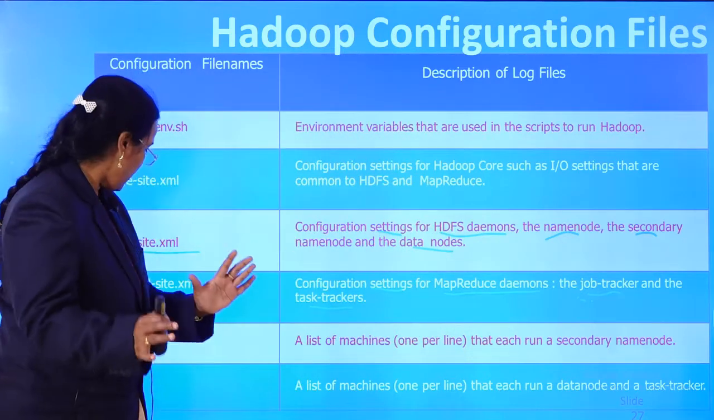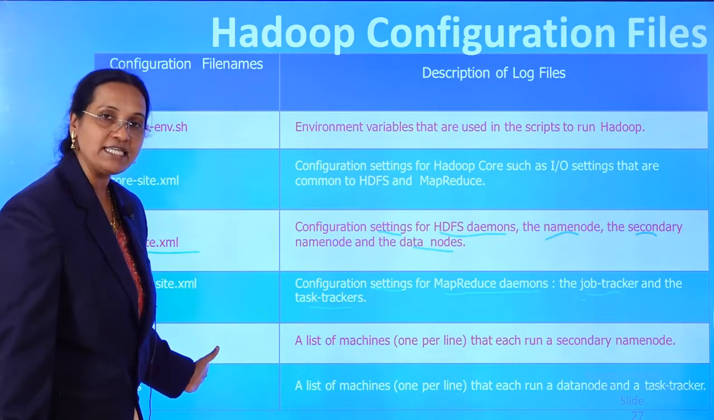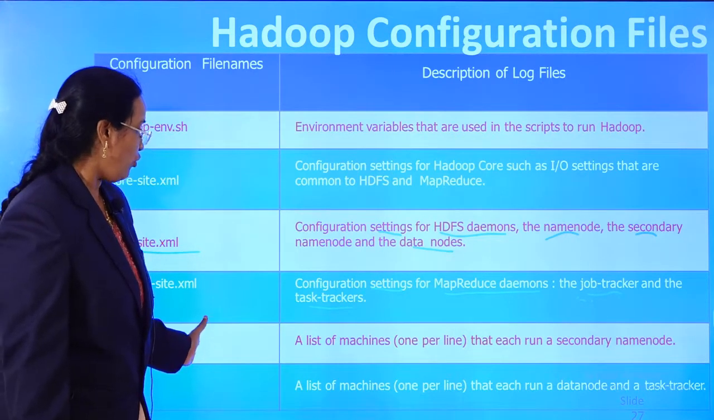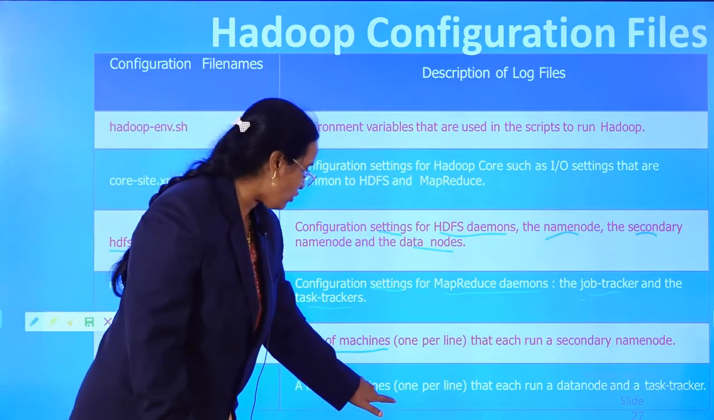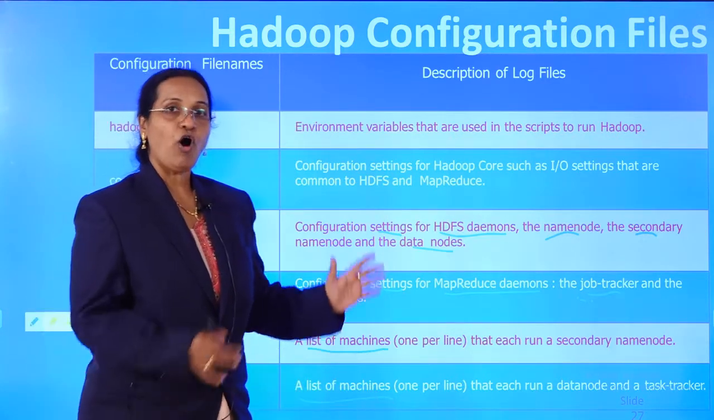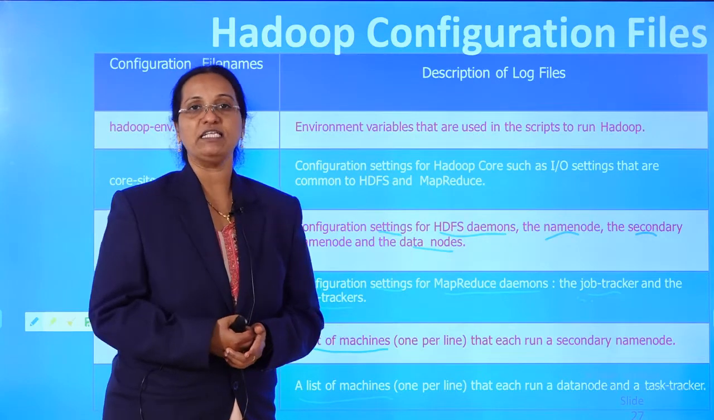And the last configuration files are master and slave. What is the list of machines available? What is the list of slave machines available? So all these things are configuration files.